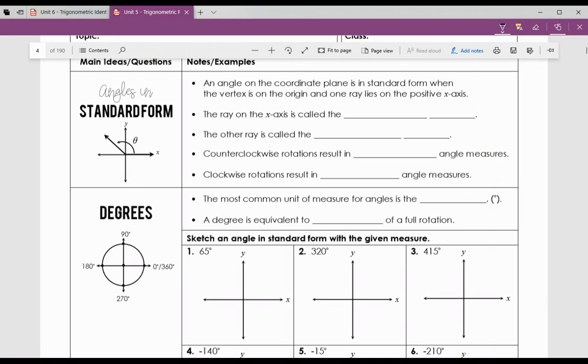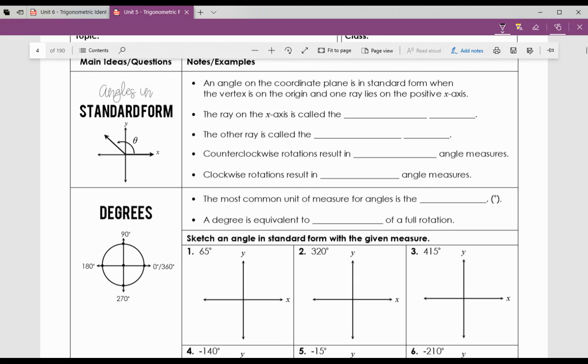So when we start talking about the unit circle next week, we're going to talk about the rotation of angles. Most of everything that we do is going to be in degrees, but we are going to have to talk about a different unit of measure called radians, and I'll explain that to you today as well. So some of the definitions that you need.